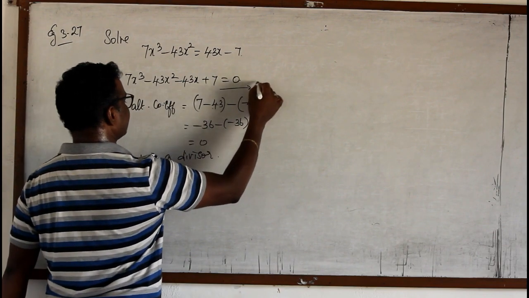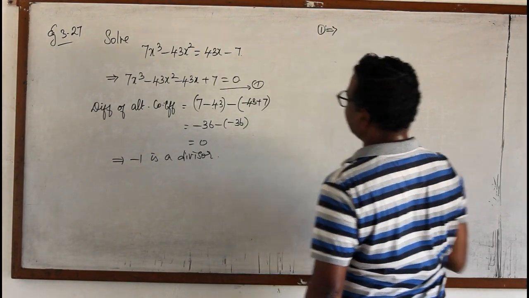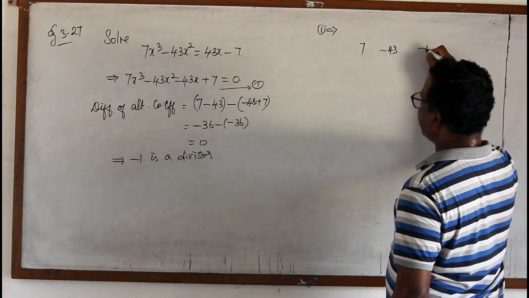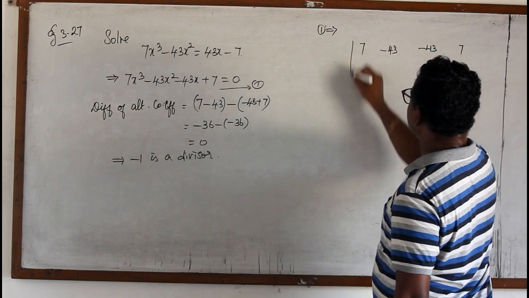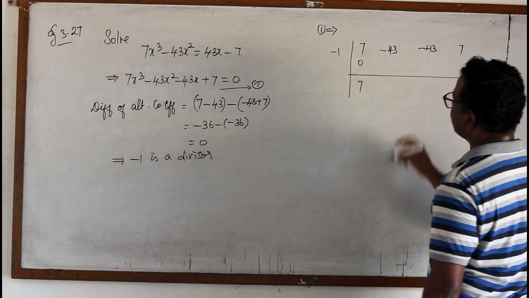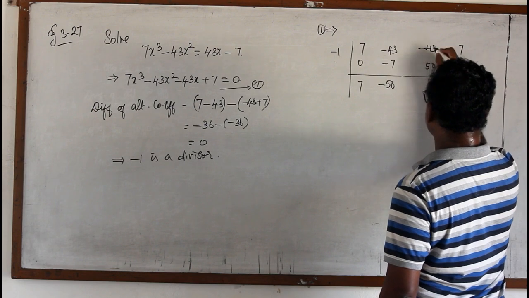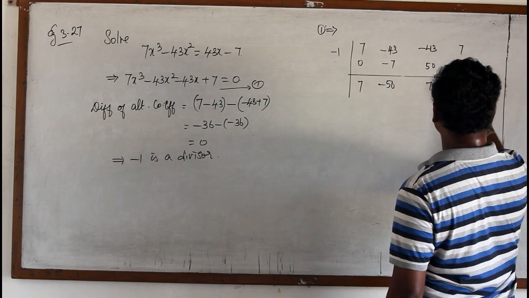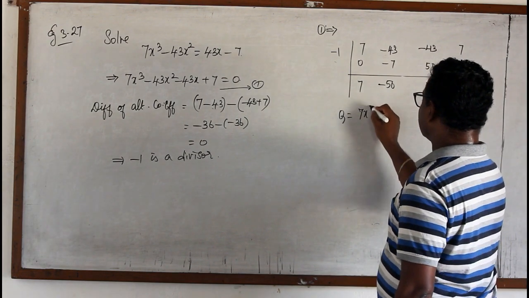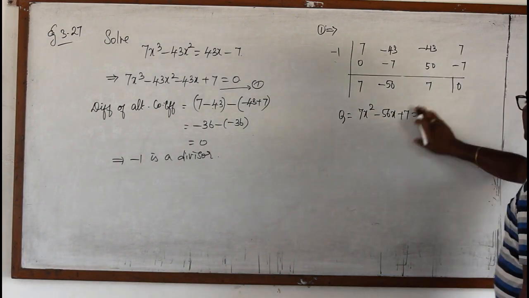That means minus 1 will divide it. Therefore, taking the simple division, 7, minus 43, minus 43, 7. When I divide by minus 1, it is 7, minus 7, it is minus 50. So plus 50, plus 7, minus 7, when I add this becomes 0. Therefore, the quotient is 7x square minus 56x plus 7 equal to 0.